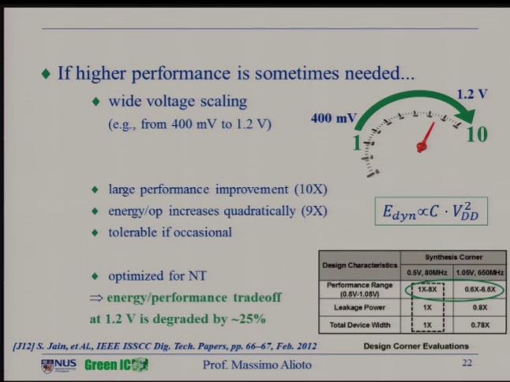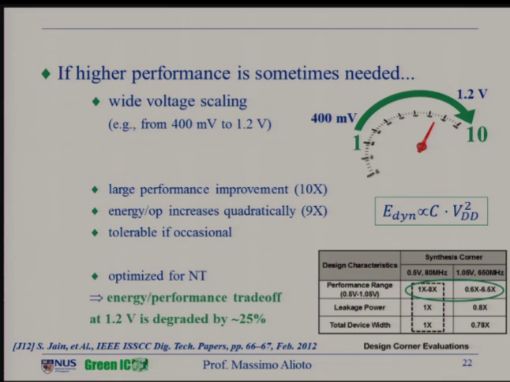What if we need some significant performance from time to time? Well, we can still boost the voltage up to the full nominal voltage. So for example, we can assume that we want to go from 400 millivolts to 1.2 volts here. And what we get if we do that is basically a 10x improvement in performance. But the energy per operation is increased basically quadratically, so about 10x as well. But this is not an issue if we do this only infrequently.